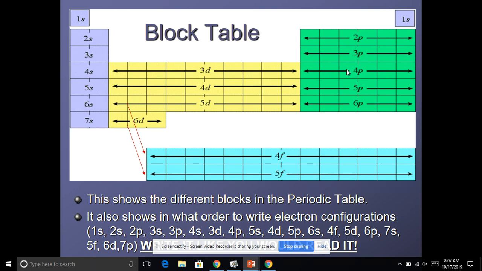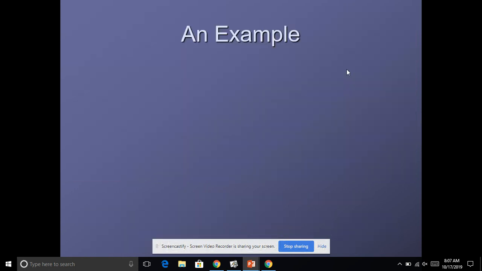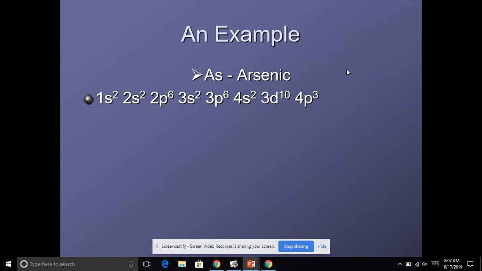All right, so here's an example, arsenic. If you look at arsenic on the periodic table, you'll notice that its final spot is 4p3. What these little numbers up here mean is just how many times it's moved over within that block.